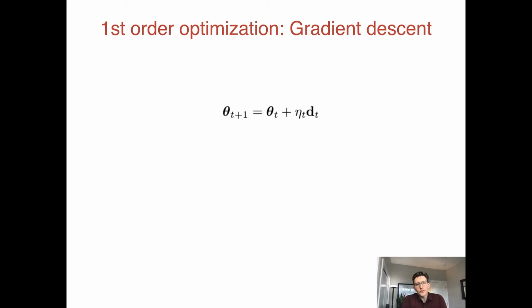So we're going to start with first order optimization algorithms. Again, the most common, most widely used and best known example of a first order optimization algorithm is gradient descent. We're going to talk about a bunch of different flavors of gradient descent, but any gradient descent based algorithm looks something like this.